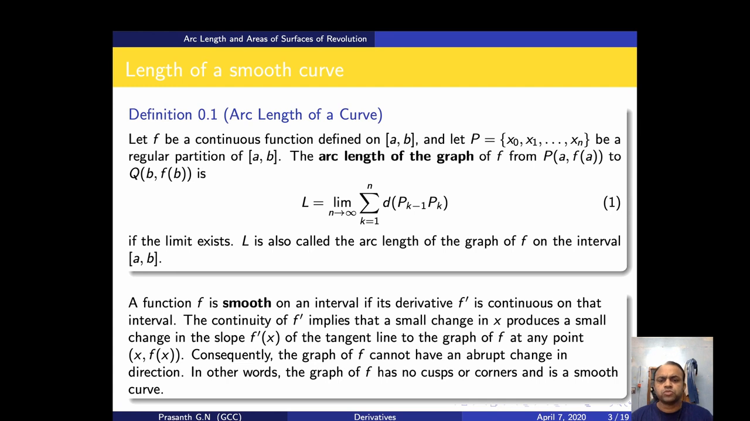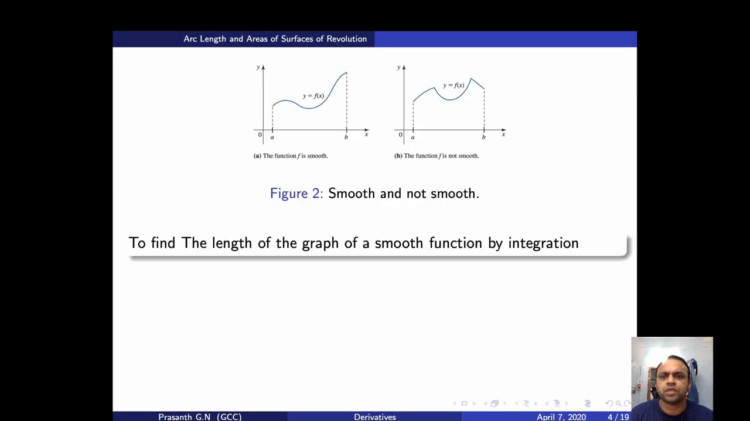A function f is smooth on an interval if its derivative f dash is continuous on that interval. The continuity of f dash implies that a small change in x produces a small change in the slope f dash of x of the tangent line to the graph of f at any point (x, f(x)). Consequently, the graph of f cannot have an abrupt change in direction. In other words, the graph of f has no cusps or corners; it is a smooth curve.